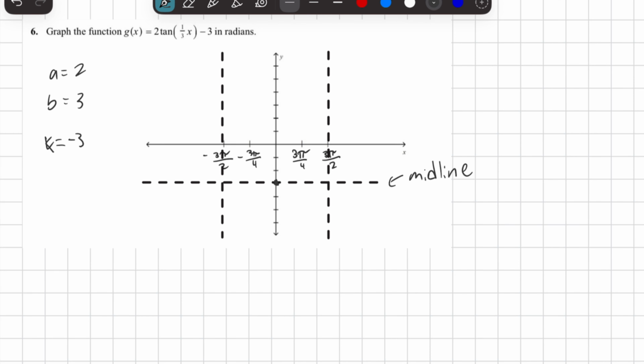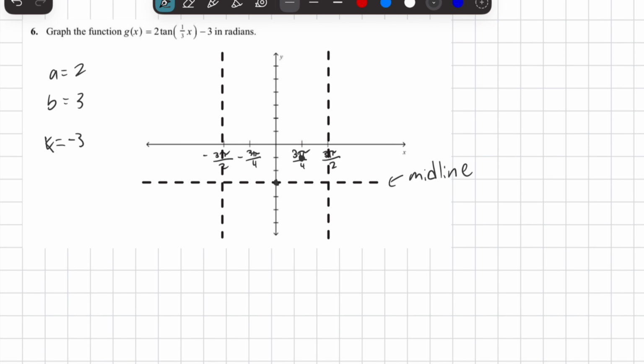When our tan graph is at 45 degrees, our y value is usually at 1, but we have a vertical stretch, so it's going to be at 2, and then we take away 3. So it's going to be right here. You can't really see it, but you know it's there.